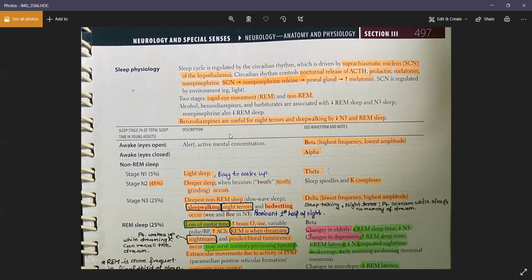So the benzodiazepines, because they are decreasing the N3 sleep and the REM sleep, are very useful for the night terrors and the sleepwalking. Okay, very important to note.